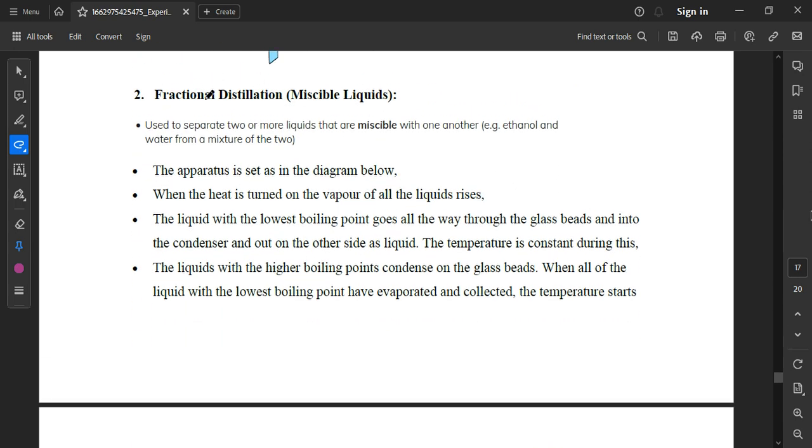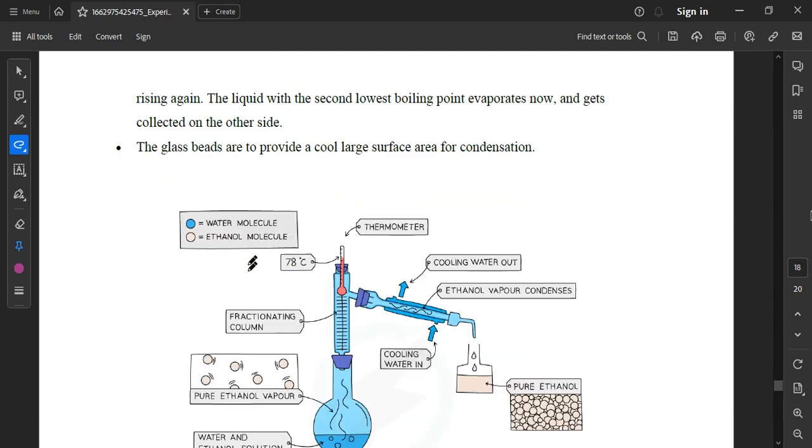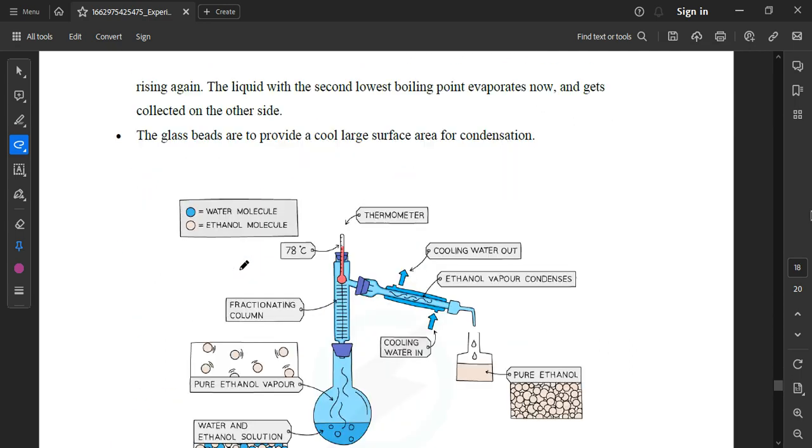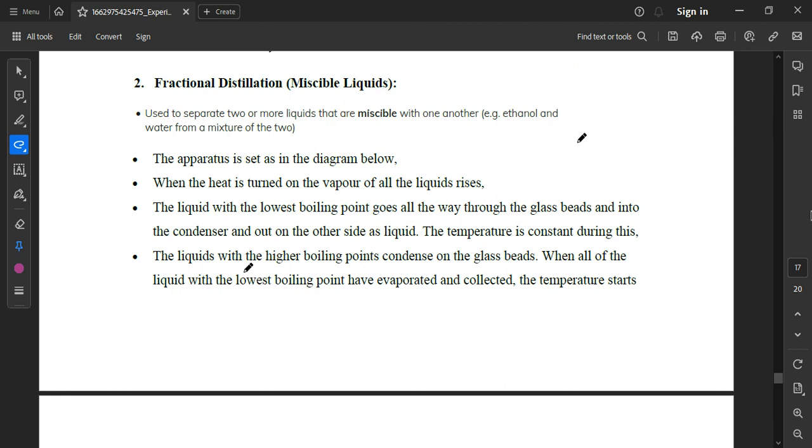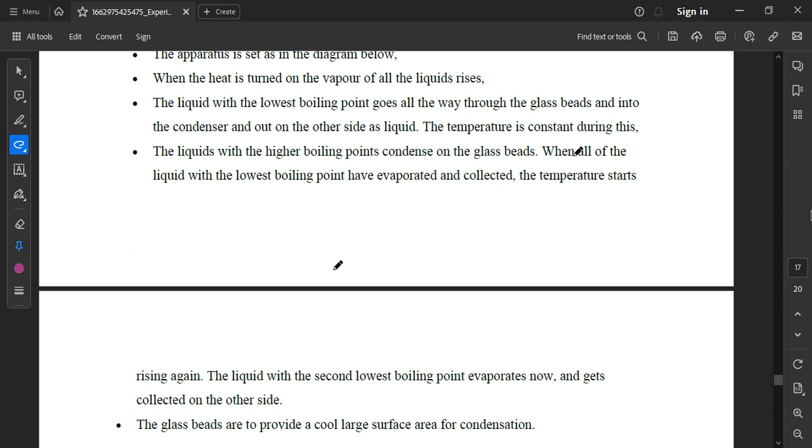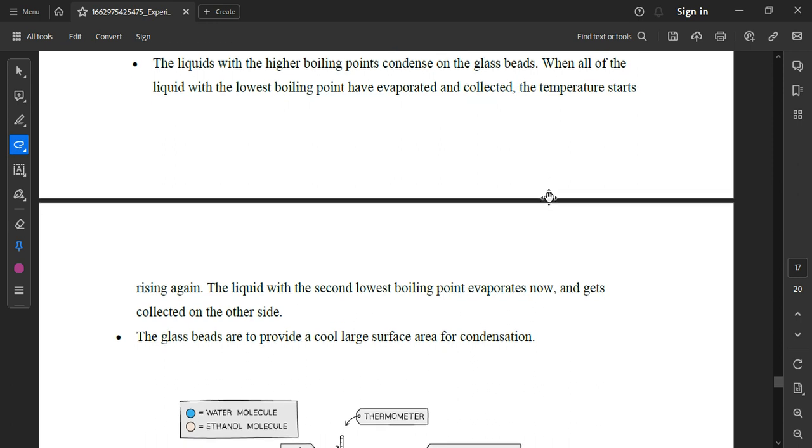Another way is fractional distillation for miscible liquids, used to separate two or more liquids that are miscible with each other. Example: ethanol and water. This process is shown here below. It is usually used when there's a huge difference in their boiling points. Heat is turned on and the liquids vaporize. The liquid with the lower boiling point goes all the way up past the glass beads and into the condenser and out of the other side. The temperature is constant during this. The liquid with the higher boiling point condenses on the glass beads. When all of the liquid with the lowest boiling point has evaporated, the temperature starts rising again. Let me explain.